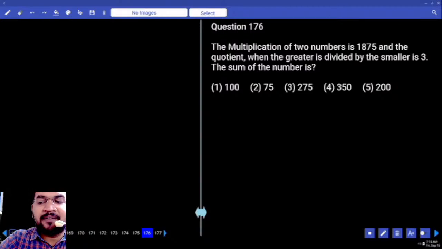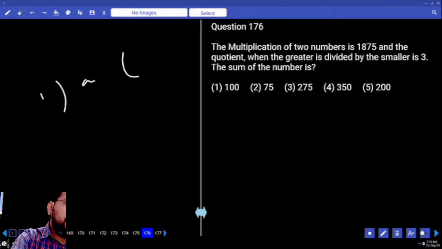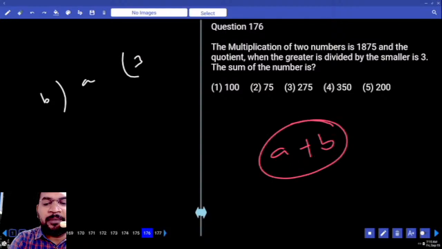Next one, the product of two numbers is 1875. The quotient, when the greater one A is divided by the smaller one B, is 3. The product is 1875. So they are asking A plus B.